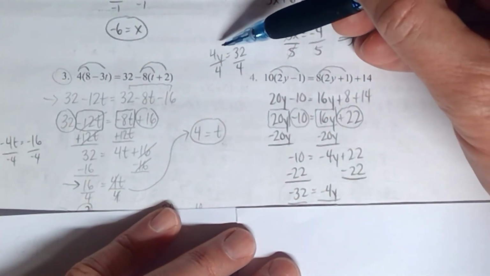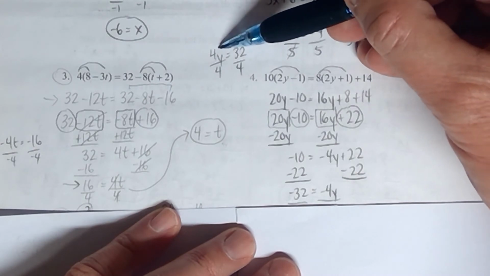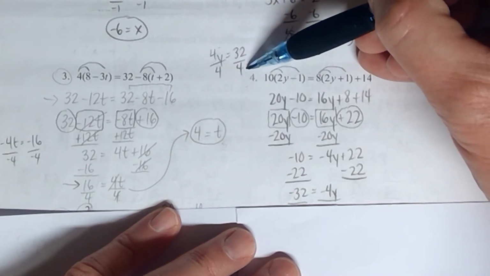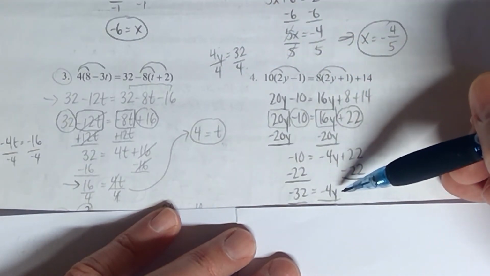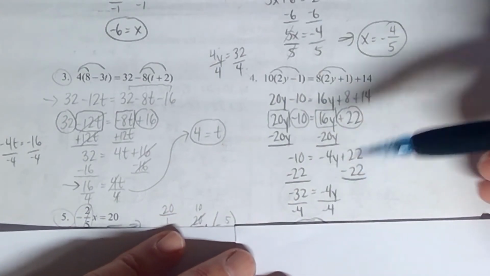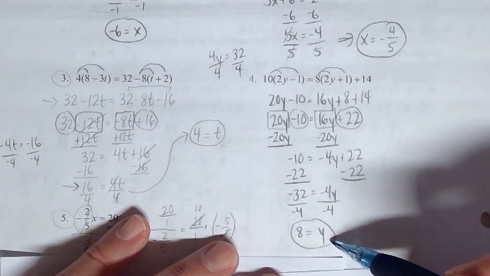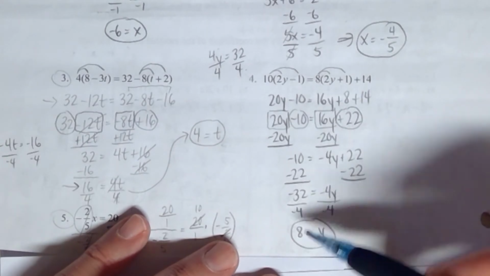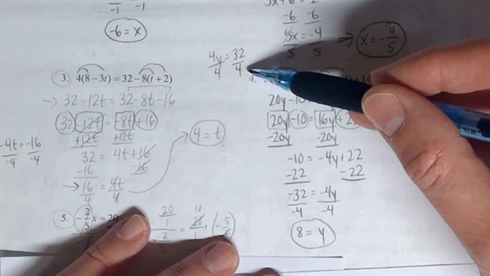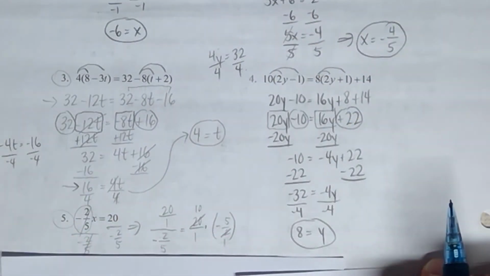If you had moved the y terms over to the left, it should look like this. You would divide by 4 there. But if you did it my way here, you would divide by -4. And either way, you're going to end up with +8. Negative divided by negative is +8. Positive divided by positive is still +8. It comes out the same in the end.